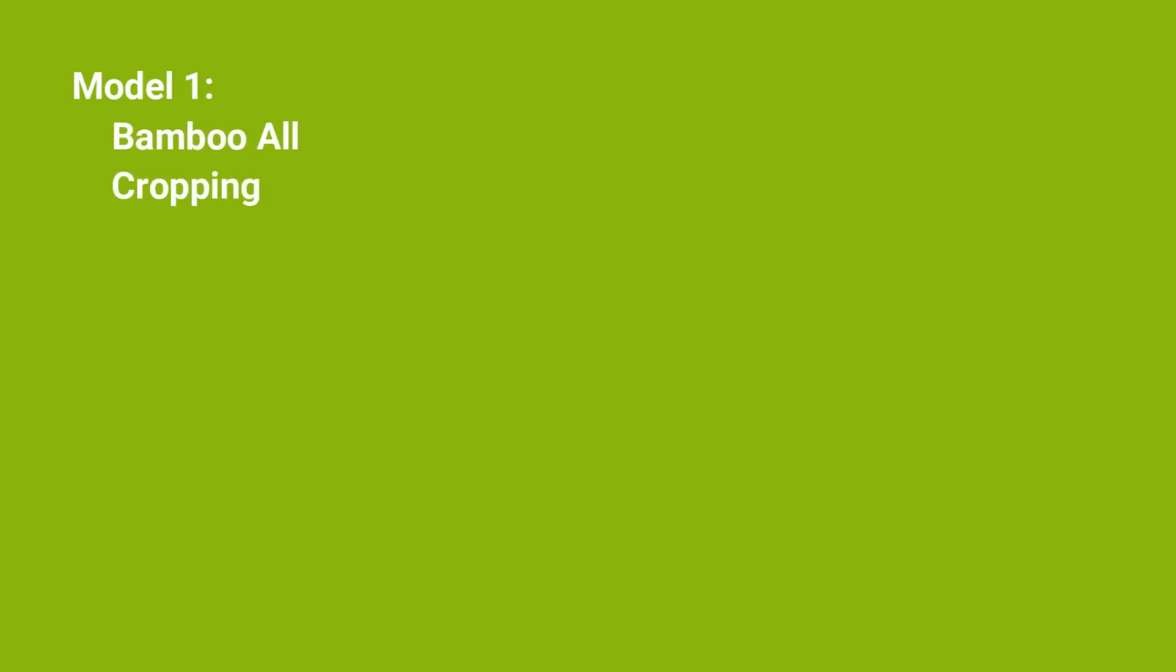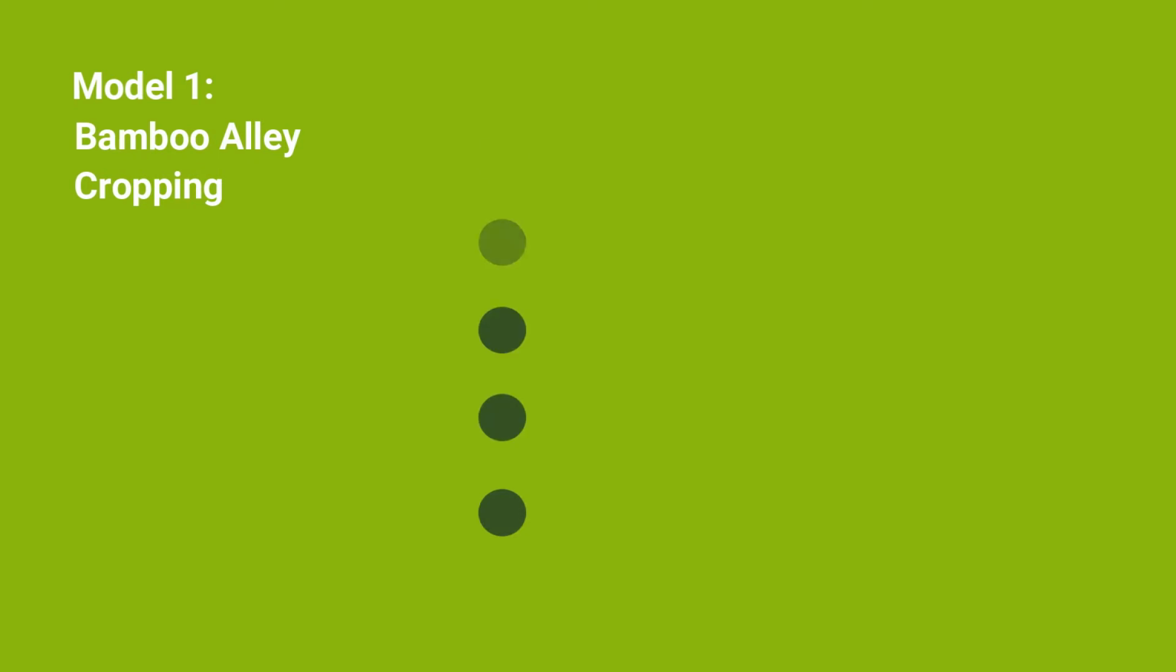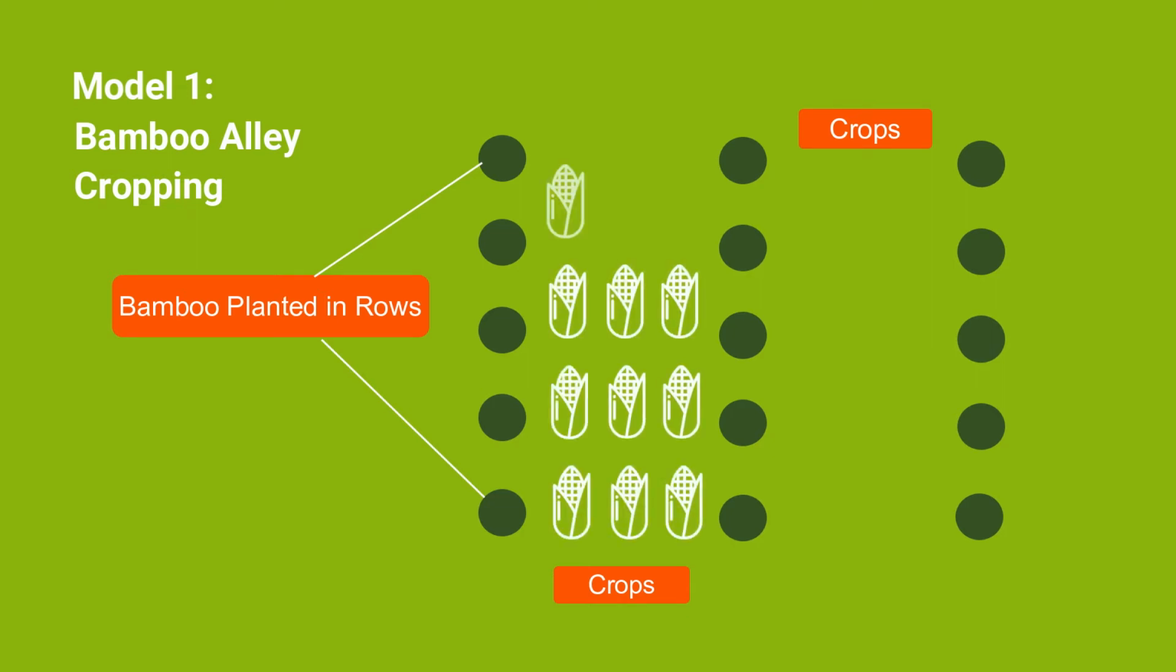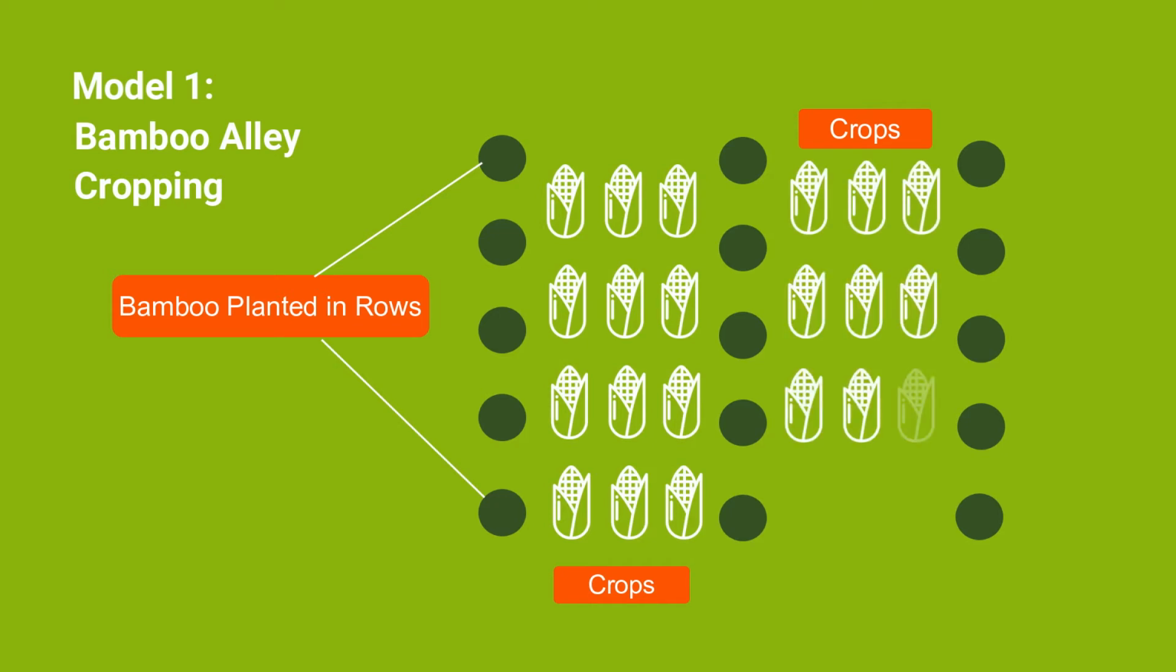There are several models or designs of agroforestry. For example, we can have bamboo alley cropping. Here you have the bamboo planted in rows. You can have a single row or double rows of the bamboo. The space in between the rows, that's what we call the alley. In the alleyway, you have your food crops or you have your livestock.